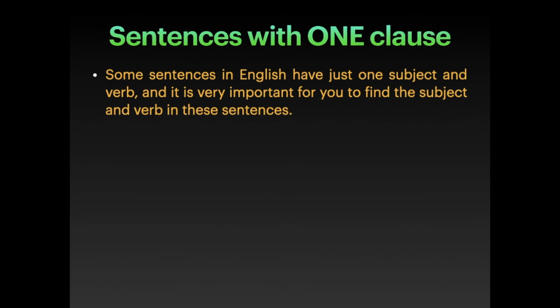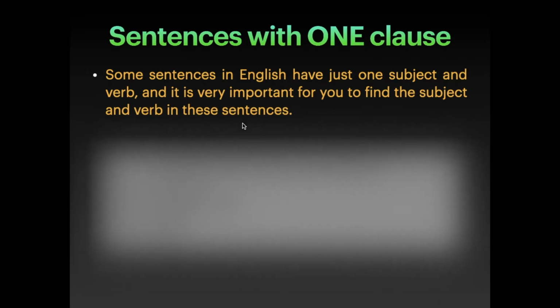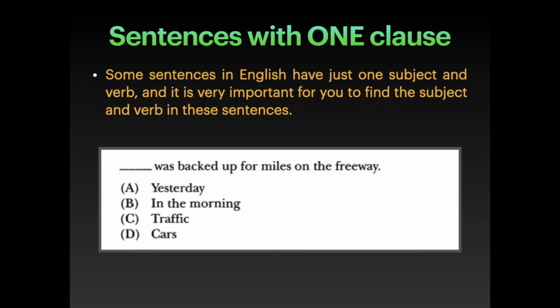Some sentences in English have just one subject and one verb, and it is very important for you to find the subject and verb in these sentences. So look at this TOEFL example. Blank was backed up for miles on the freeway. You need to check, does it have a subject, does it have a verb? Right off the bat we can see the verb was backed up. Now that we see that we have a verb, we know that we are missing a subject.